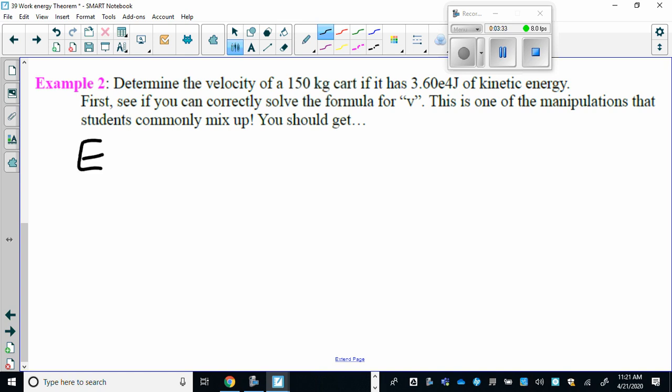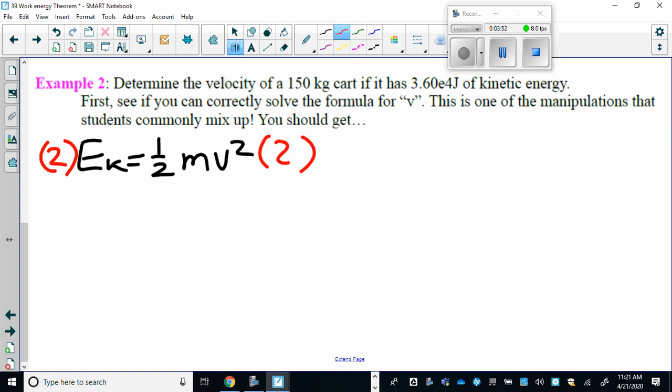So here is our base formula, and we're going to solve this one for V. What's the first thing we're going to do here? Well, you can do this in a number of ways, but let's multiply both sides by 2 to get rid of the half. Then let's get rid of the m by dividing both sides by m.